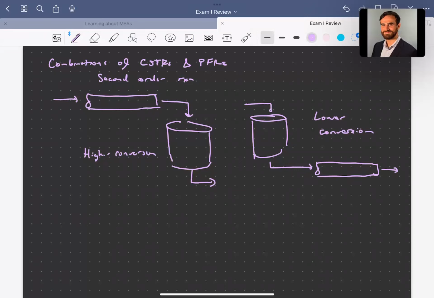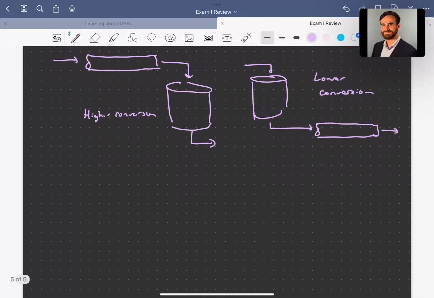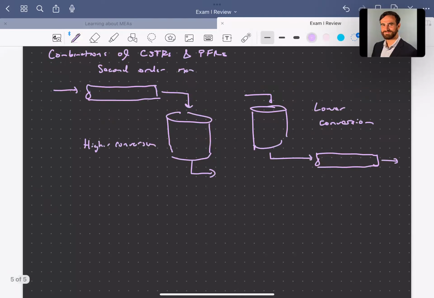Okay, and so you showed in the problem set mathematically how you can demonstrate that the order doesn't matter if you have a first order reaction. So in that case, you would get equivalent mathematical expressions for the concentration leaving the reactors if you put the PFR first or the CSTR first.